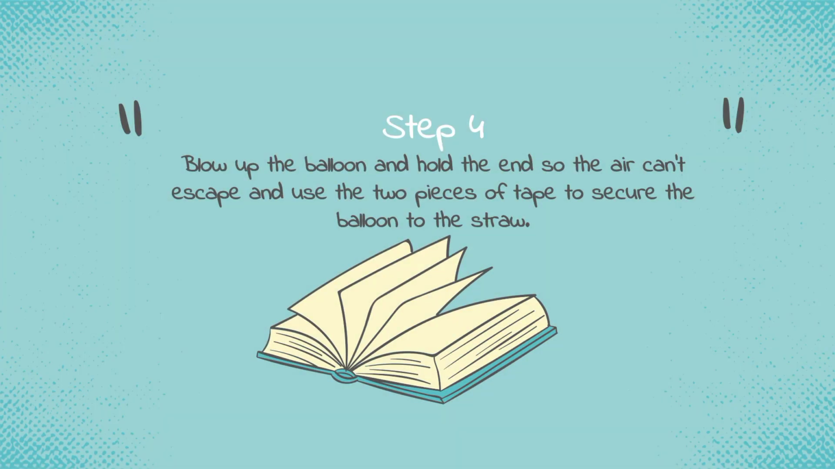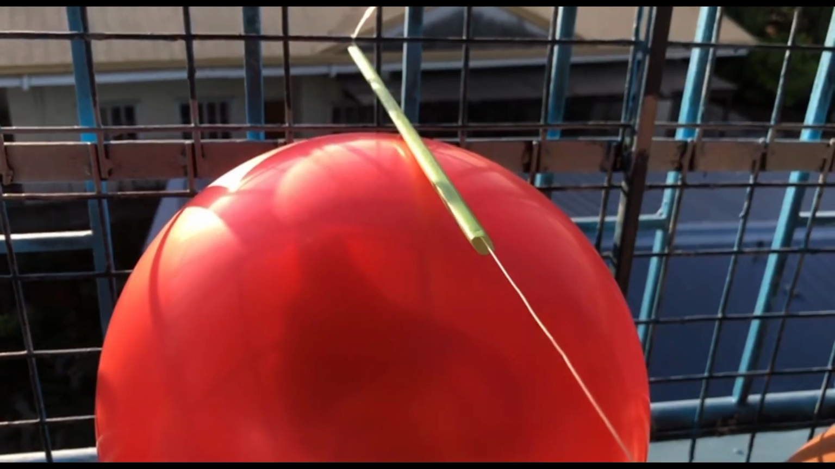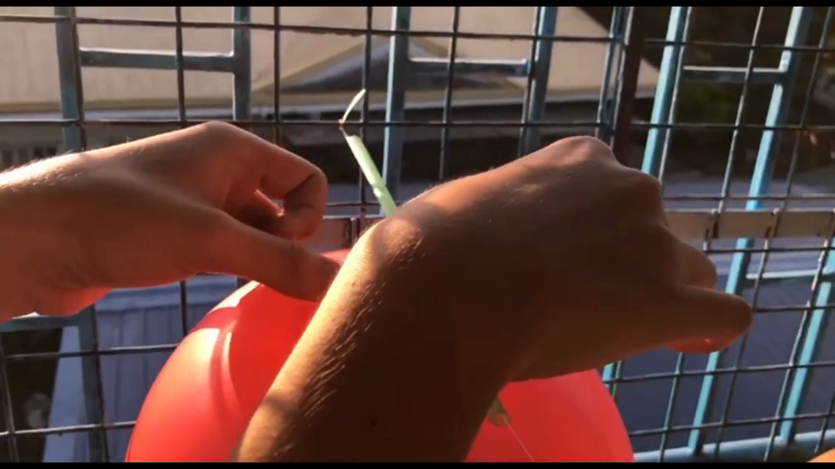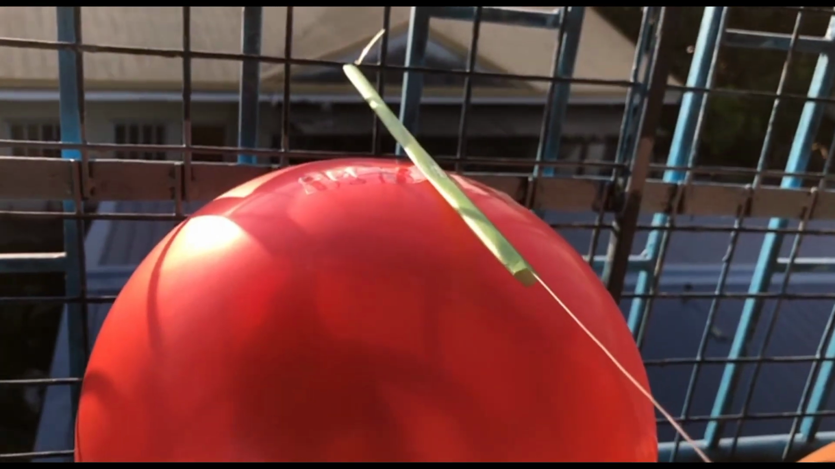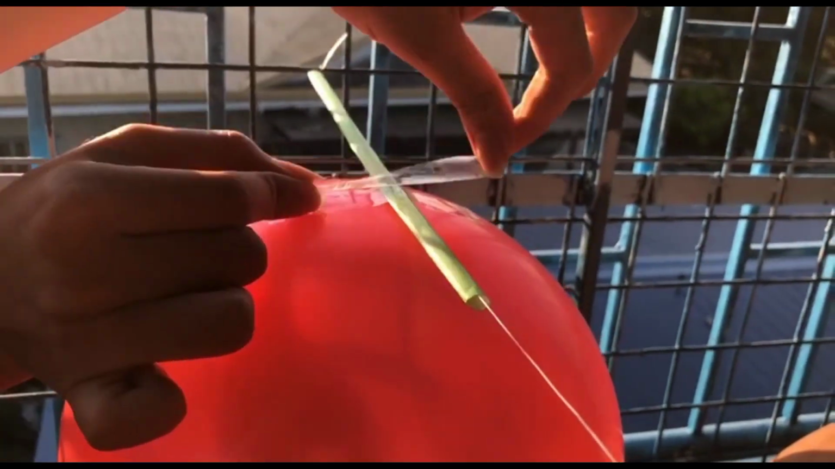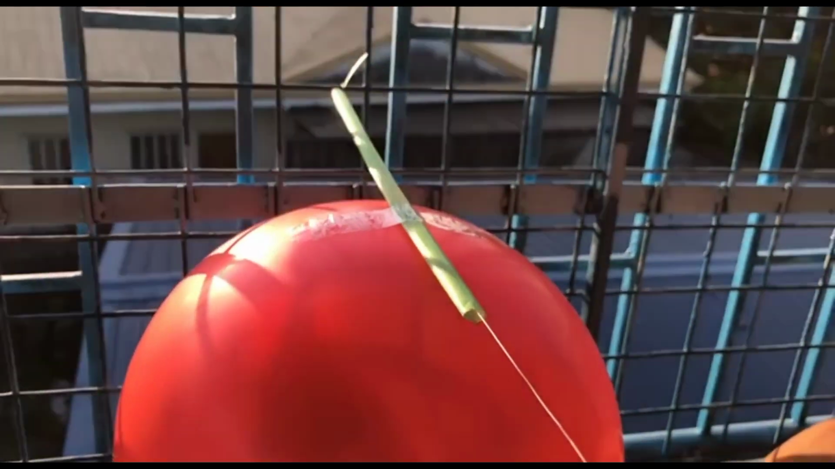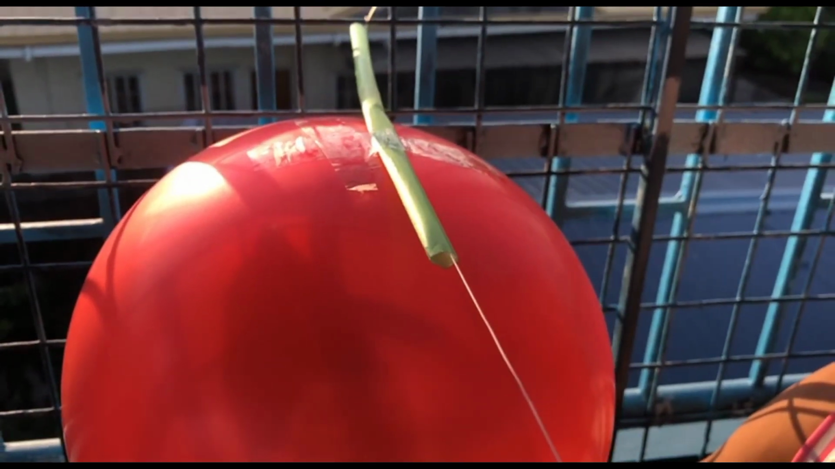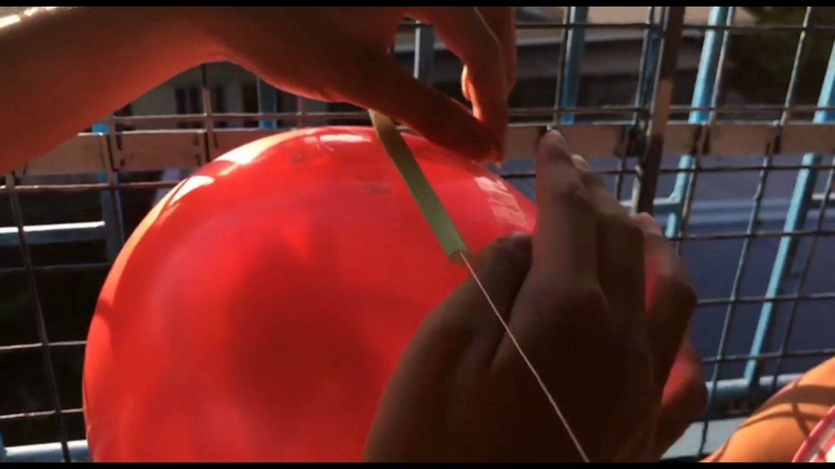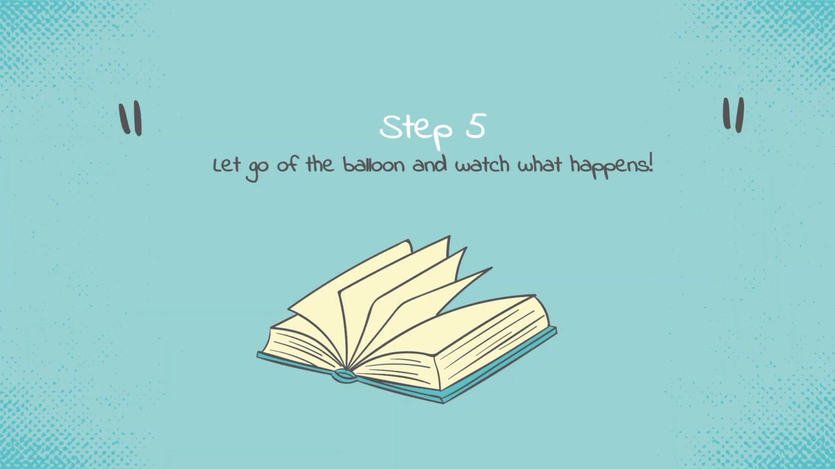Step 4. Blow up the balloon and hold the end so the air can't escape, and use the two pieces of the tape to secure the balloon to the straw. Step 5. Let go of the balloon and watch how it glides to the other end.